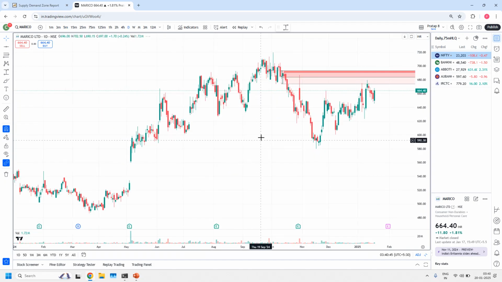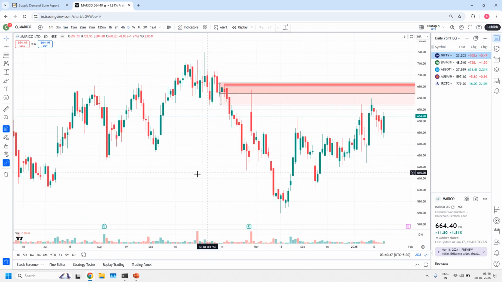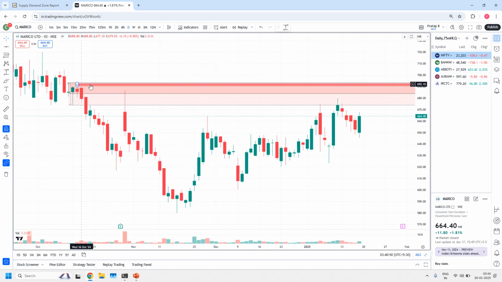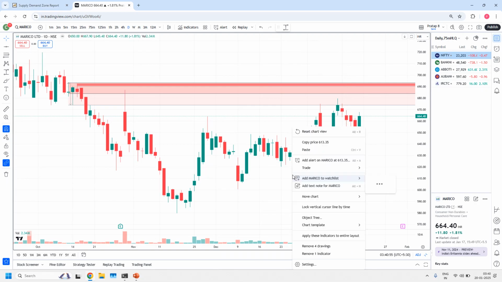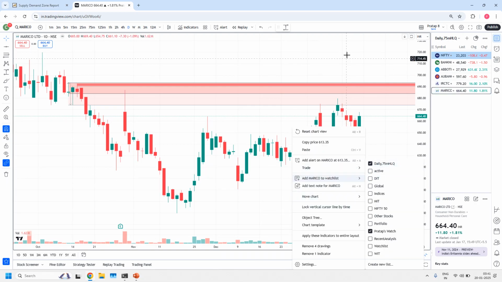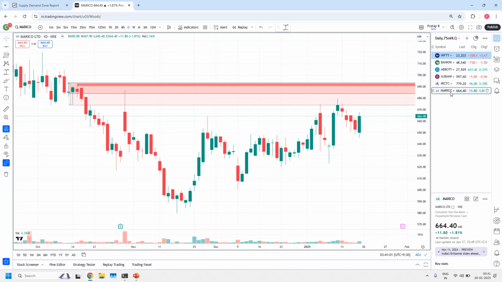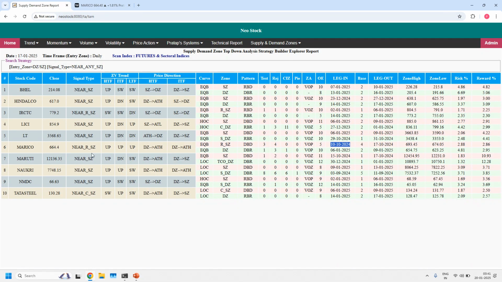So let's move on to the daily. This is the daily picture, with the fine-tuned 5 minute zone in this area. We add Marico into our watch list. Okay, next one is Tata Steel.